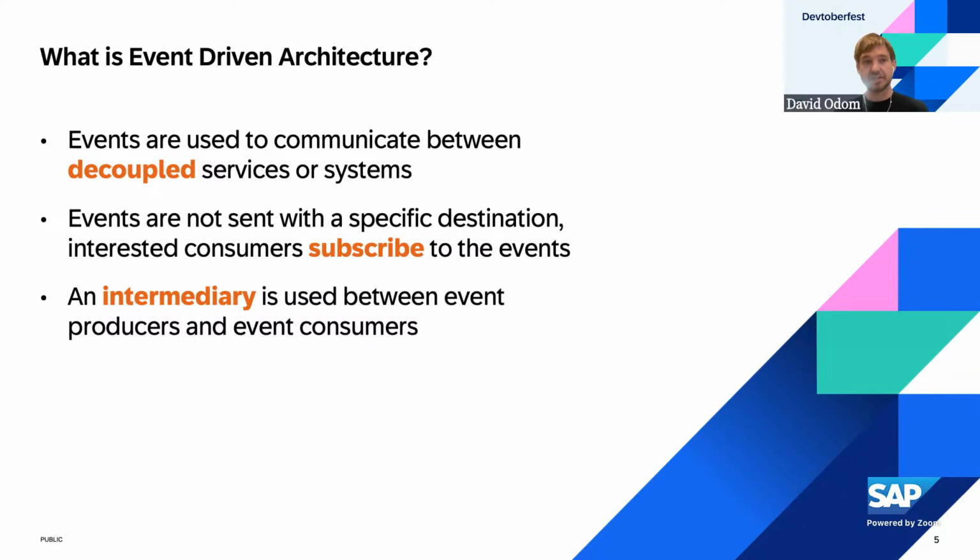And then the third key characteristic is that an intermediary is typically used between the event producers and event consumers, or in fact, often a series of intermediaries. These intermediaries support the asynchronous nature of the communication, they support the decoupling, and they bring a lot of qualities to these architectures, which we'll talk about in the benefits shortly afterwards.